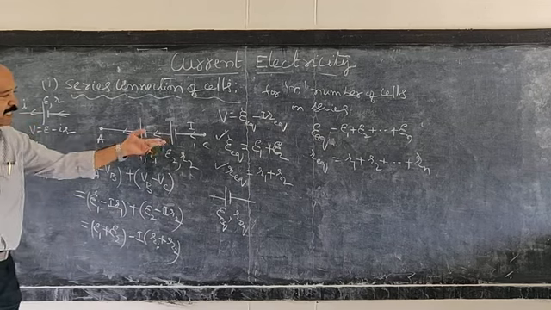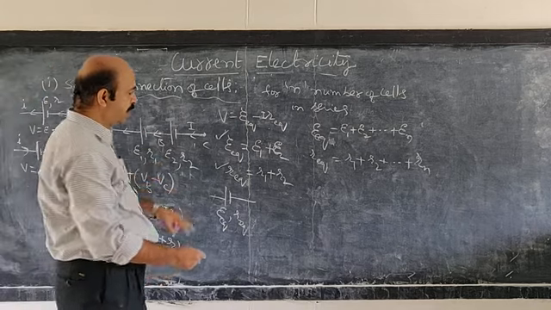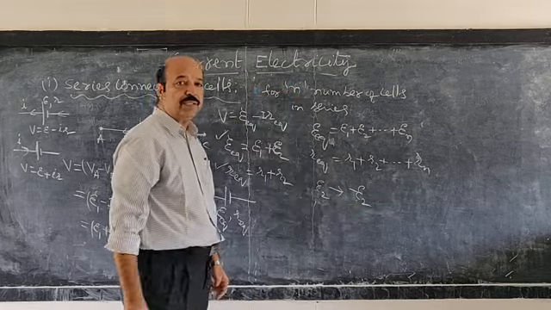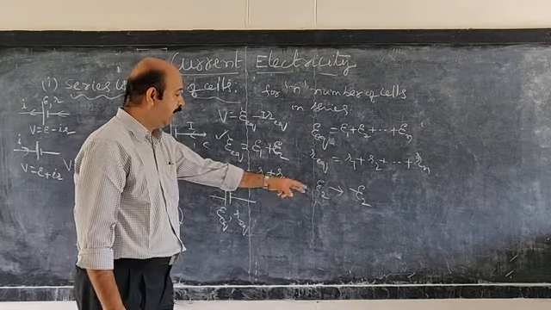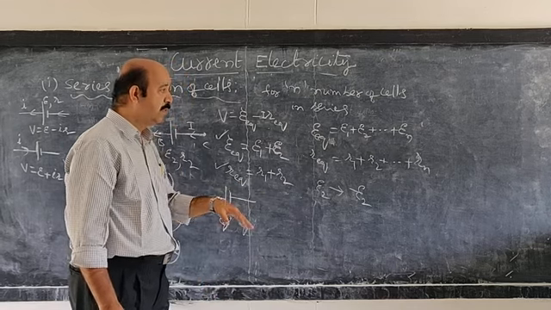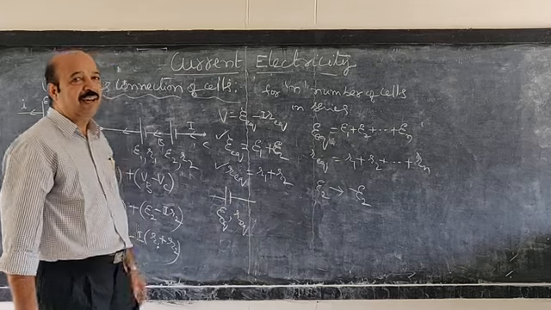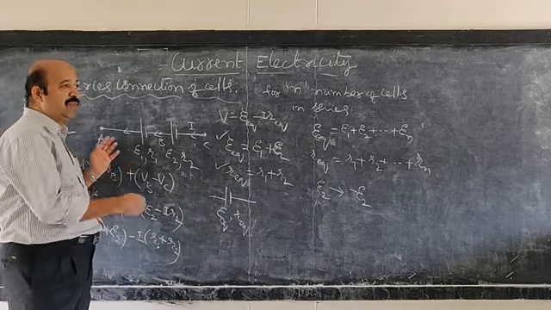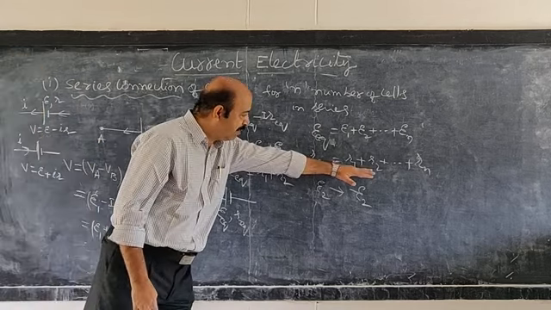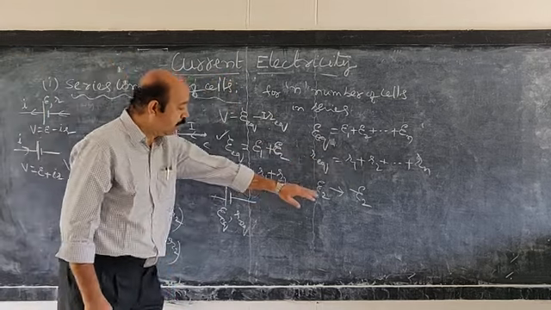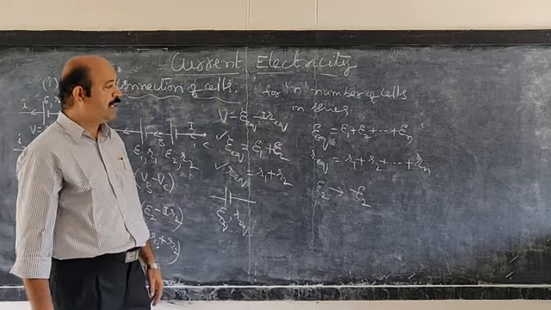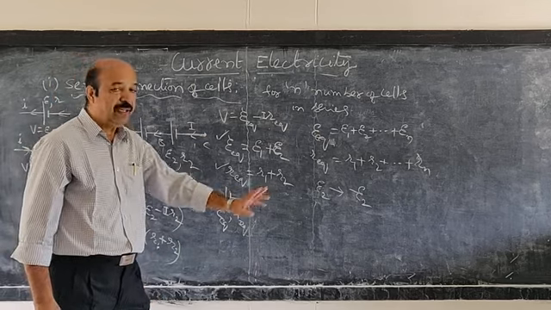So if one of the cells is reversed, then suppose E2 is reversed. If E2 is reversed, then it is to be taken as minus E2. So if the cell is reversed, take the direction of EMF as minus. But the resistance value doesn't change. The resistance has no direction. So whether the current flows from left to right or right to left, the resistance value doesn't change. The formula for the equivalent resistance or effective resistance doesn't change, but only the sign of the EMF used in the equivalent EMF equation must be reversed.